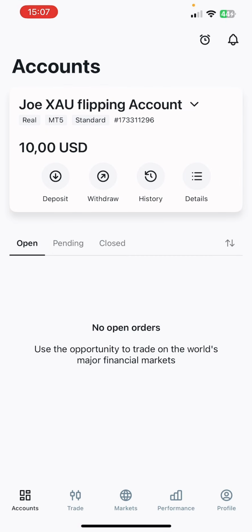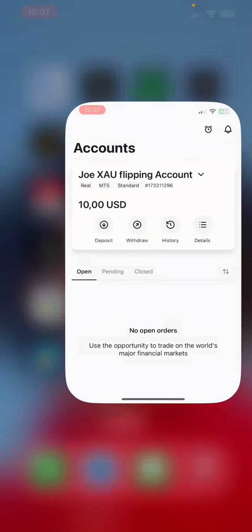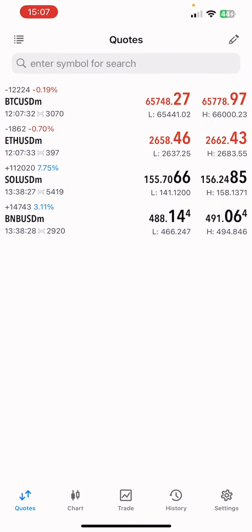Okay, so this is the $10. If you don't know how to create and verify your Xnest account, ensure you watch my Xnest playlist also, and you can basically go about that. Then we come to this now.